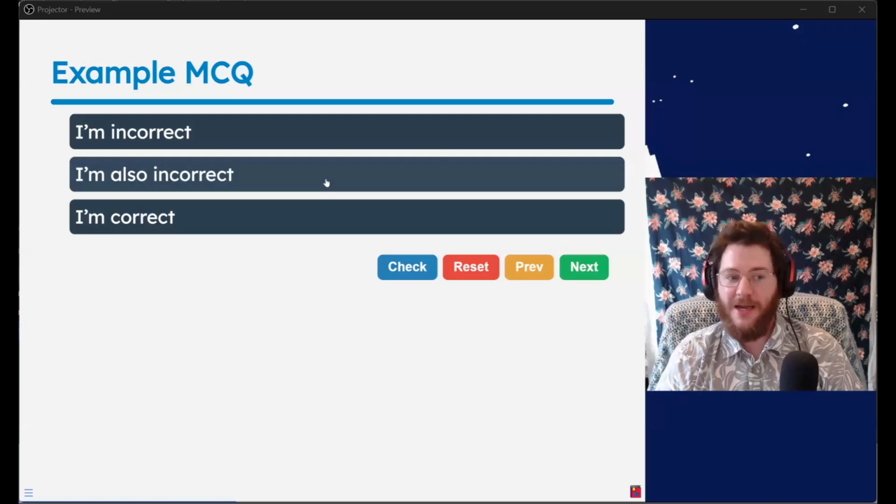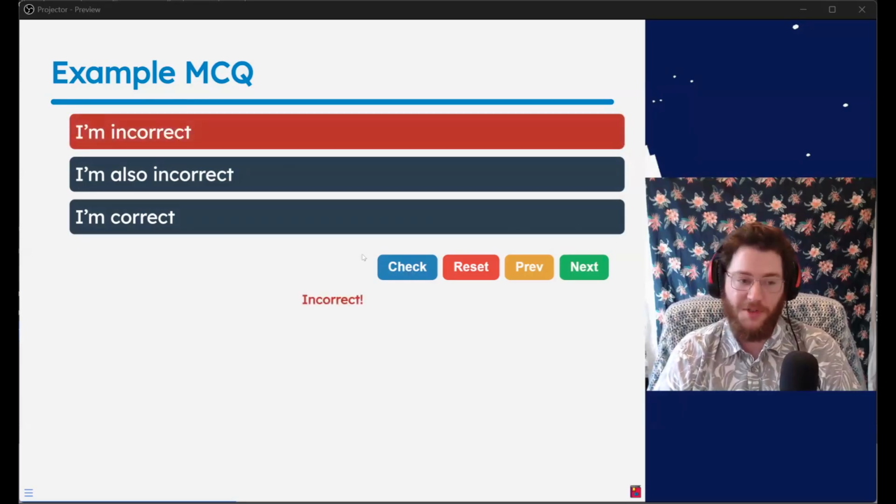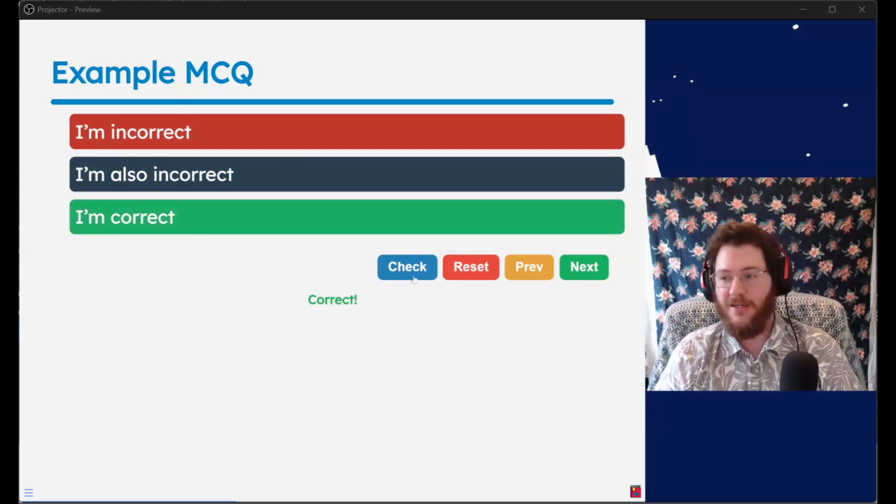So here's an example MCQ. Let's say we have three options. We have I'm incorrect, I'm also incorrect, and I'm correct. And this pretty much works the same way in Web Exercises. If you pick the incorrect one, let's check that. It says incorrect. But then you can pick another answer, check it, and that gives you I'm correct. So great.